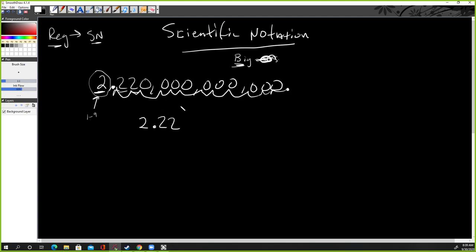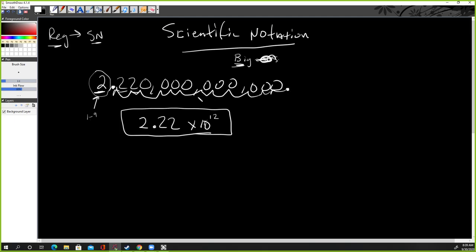So we're going to go 2.22, and then we go times 10 to a certain power. And it's how many times did we move it? 1, 2, 3, 4, 5, 6, 7, 8, 9, 10, 11, 12. So we moved it 12 times, and that's the answer. That's all there is to it. So, real quick recap, we locate a decimal place. If there's not one, we lay it down at the end where it should be.